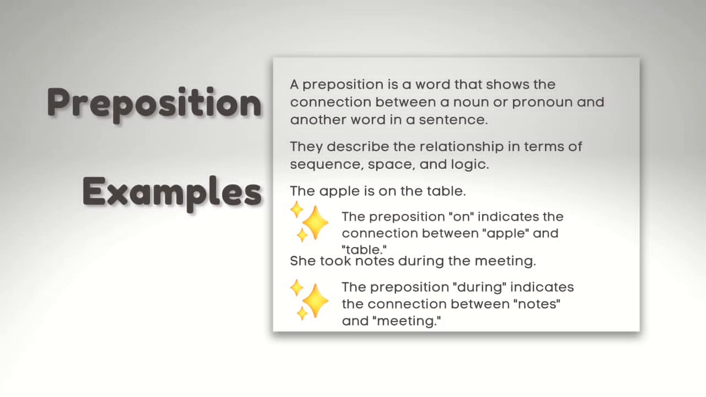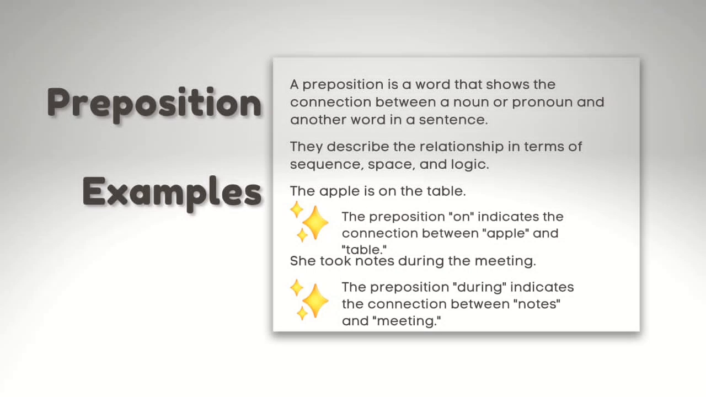Now let us look at the sentence: The apple is on the table. In this sentence, you will discover that we have two nouns, apple and table. You first of all have to identify the nouns in the sentence. Now we want to see the relationship between apple and table. The preposition on indicates the connection between apple and table.